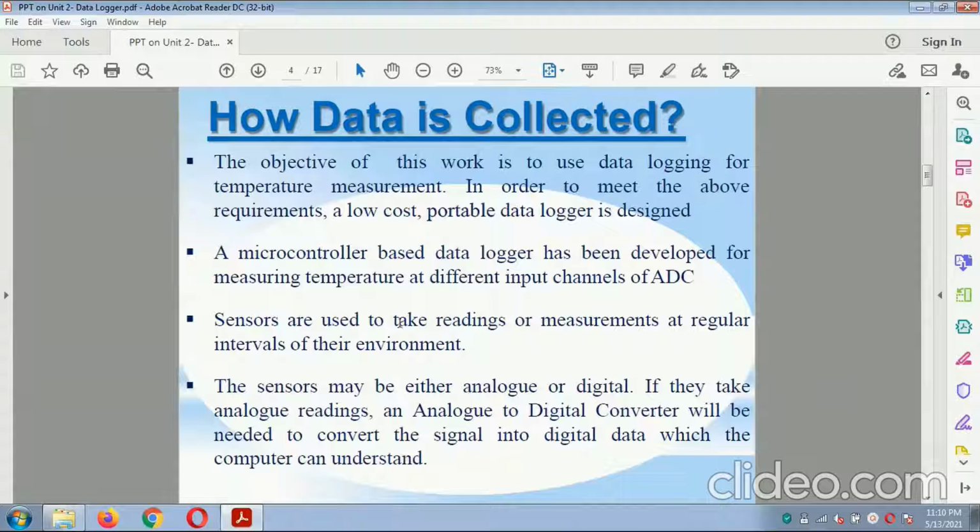The sensors are asked to take readings or measurements of their environment at regular intervals. The sensors may be either analog or digital. If they take an analog reading, an analog to digital converter will be needed to convert the signal into digital data which a computer can understand.